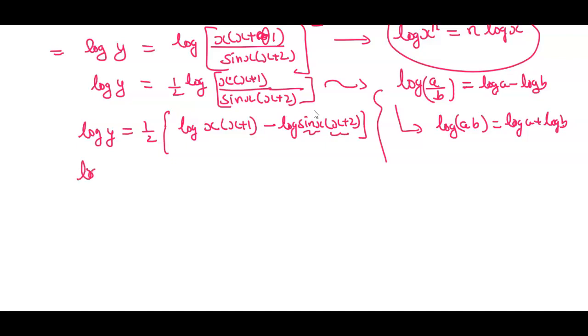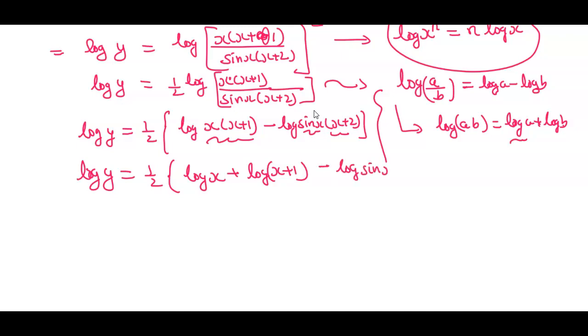Now further, log y is half log x plus log x plus 1. See, log ab is log a plus log b, minus log sin x minus log x plus 2. Now this is a zone of silly mistakes. Minus is forgotten, because log a into b is log a plus log b, but this minus will make it negative. Now we have separated.